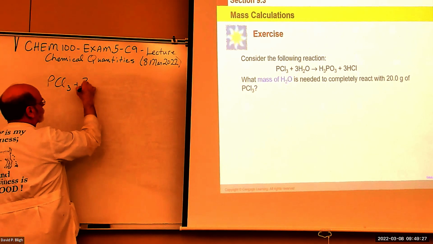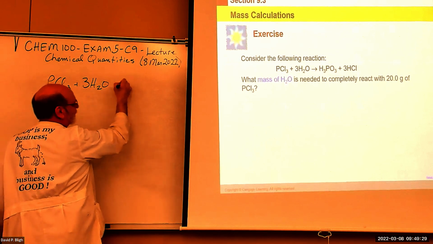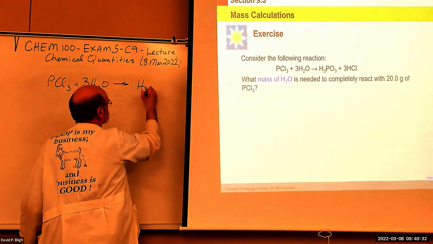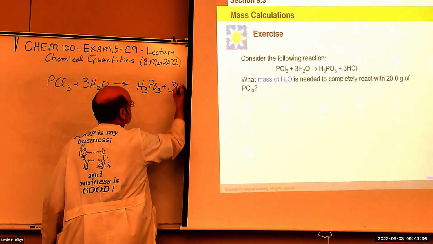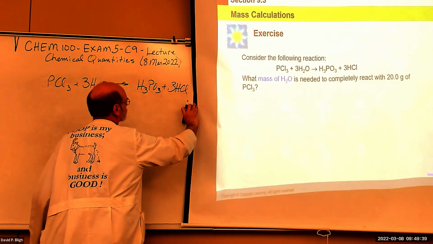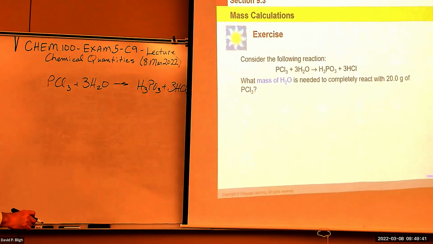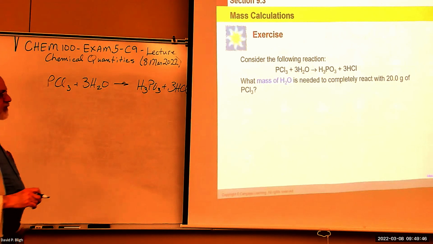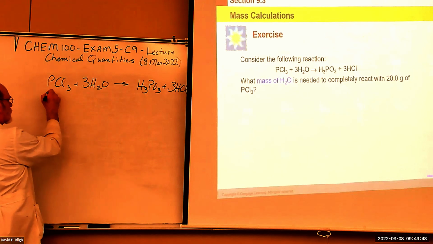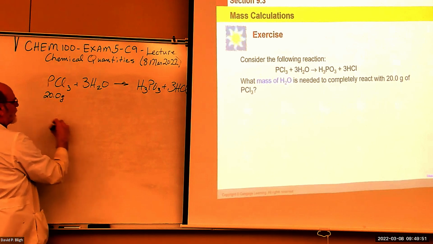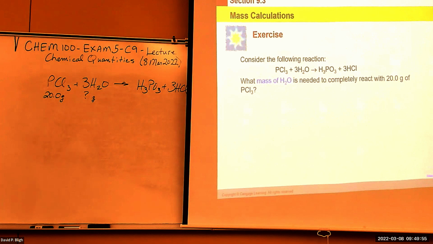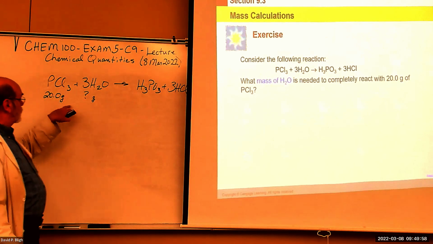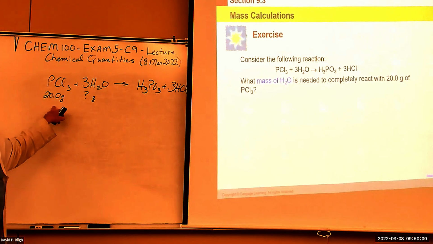PCl3 plus 3 waters yields H3PO3 plus 3HCl. Okay. What mass of water is needed to completely react with 20 grams? So we got 20 grams of this, and we're looking for the mass of that. Right? So we're not going all the way to products. We just want to know how much water it takes to use up all of that.